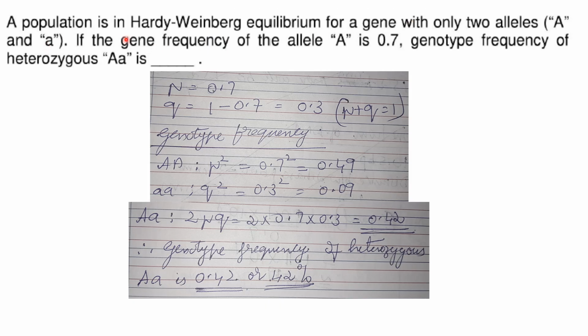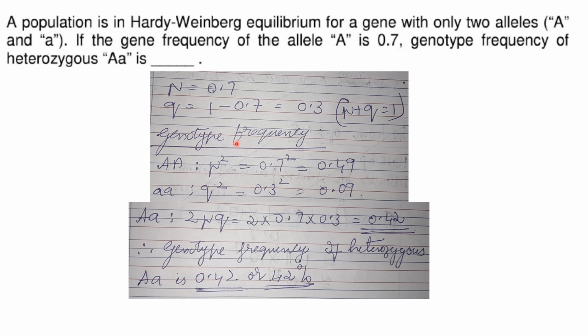Then next one. A population is in Hardy-Weinberg equilibrium for a gene with only two alleles, A and small a. If the gene frequency of allele capital A is 0.7, the genotype frequency of heterozygous capital A small a is. So P value they have given, that is the gene frequency of allele capital A, it is 0.7. From there you can find gene frequency of allele small a. That is Q. That is because of the relation P plus Q is equal to 1. So Q is equal to 1 minus 0.7, that is 0.3.